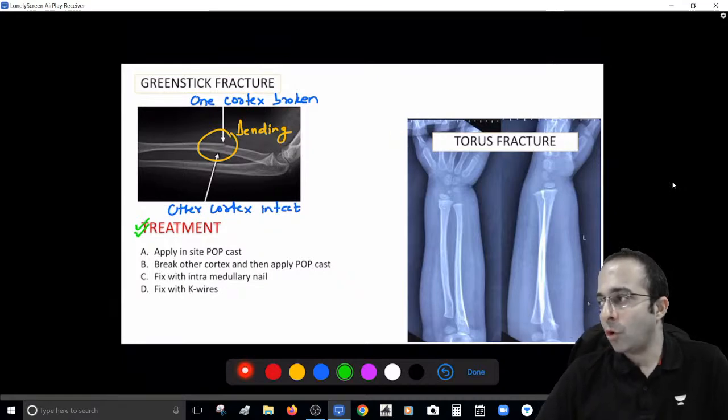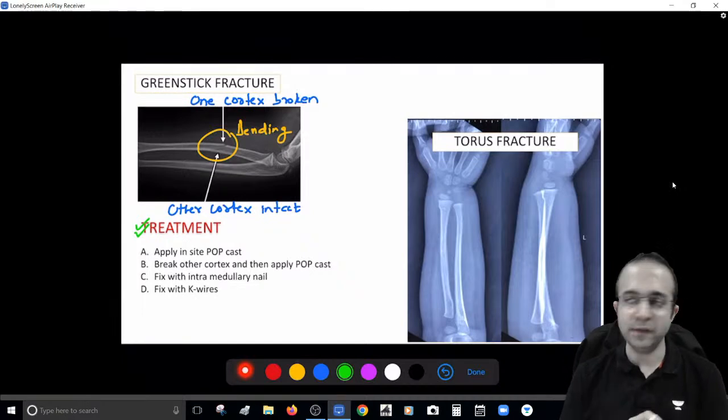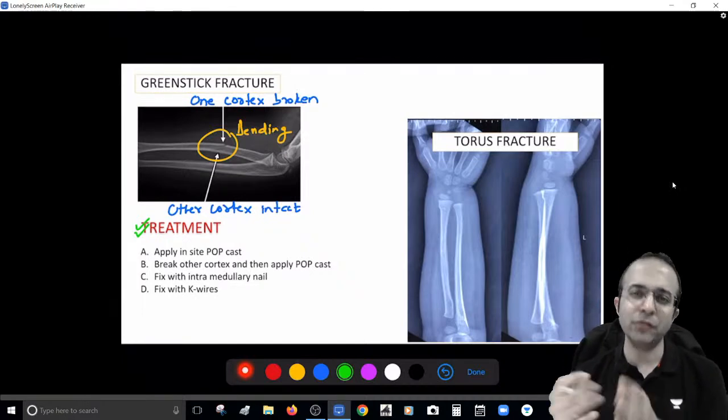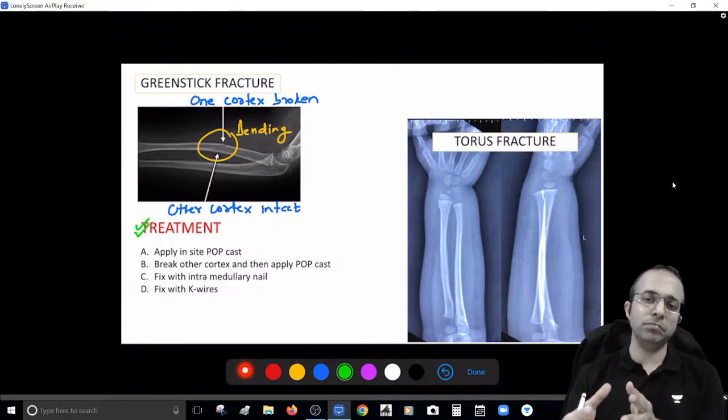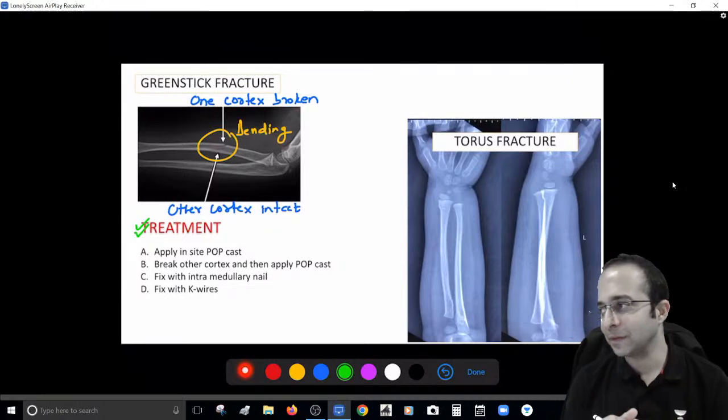Okay, why was D thought of? Well, dear Avasti, I think because many people don't exactly know the definition of green stick. I think that's why they make this mistake. They generally think that children are having fractures, so that's going to be green stick. That's not so. Children tend to have plenty of fracture patterns.